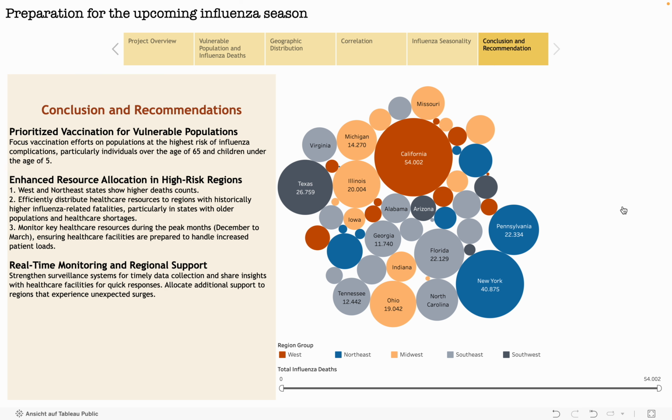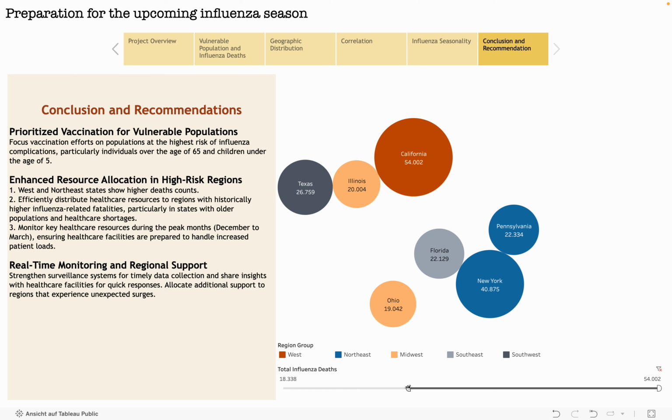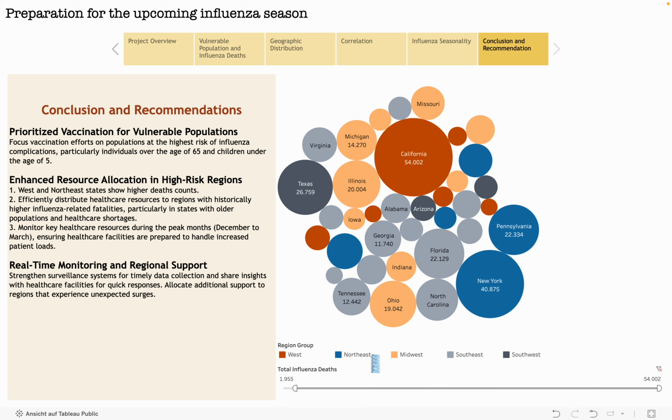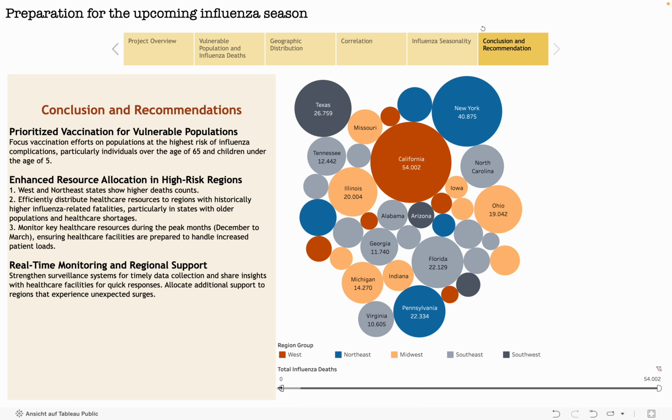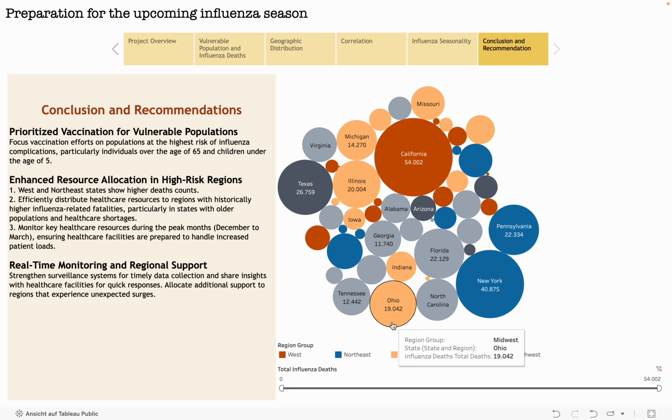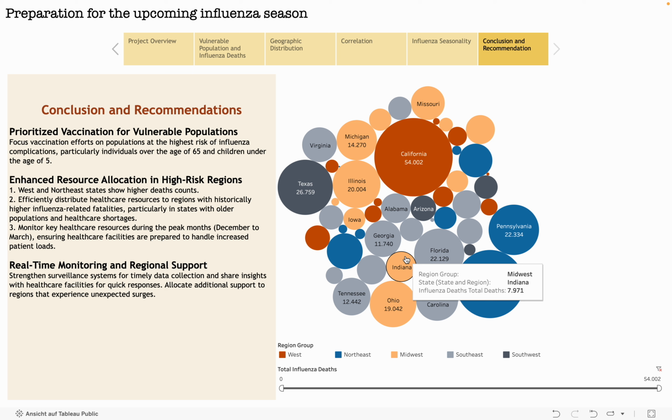Finally, we conclude our analysis with recommendations. Our findings suggest that a targeted approach focusing on high risk populations and areas is essential. Our suggestions include boosting vaccination efforts, placing resources where they are needed most, and setting up real time monitoring and support in different areas. These steps are crucial for effectively managing the upcoming flu season.